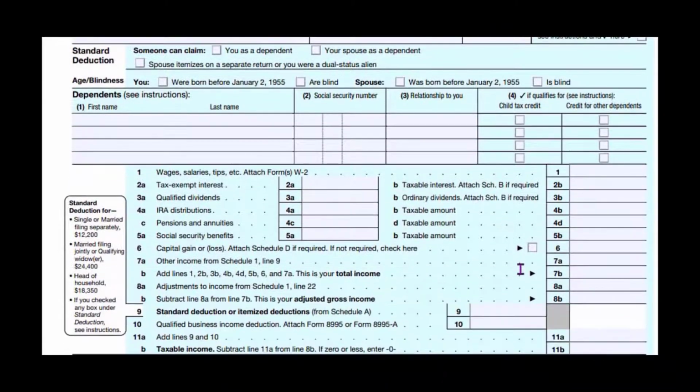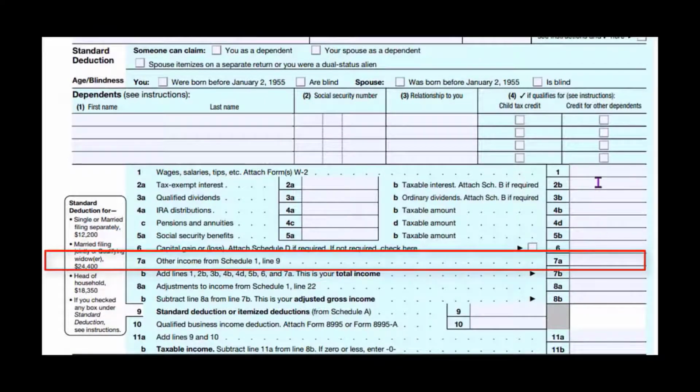And now she understands that since she only had Schedule C, which was her sole proprietorship income last year, she's going to have numbers coming through other schedules. So one of those schedules is going to be Schedule 1, line 9. And we'll take a look at that.